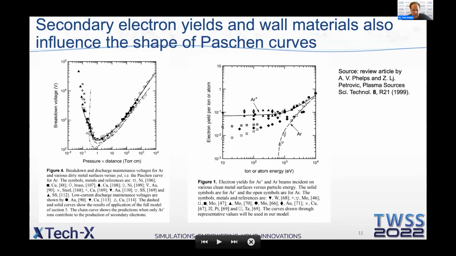Likewise, if you look at secondary electron yields, depending on the energy at which an electron hits the plate or an ion hits the plate, you may change the probability of emitting an electron out. And that's kind of encapsulated in these plots here. And these are plots that we have fit to piecewise linear functions and then pulled into VSim to do our study of Paschen curves.